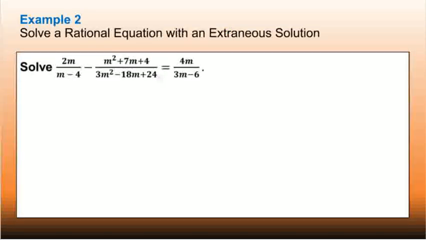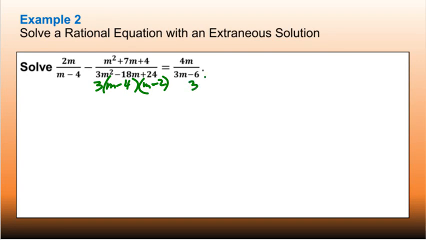Example 2, solve a rational equation with extraneous solutions. So here we have to see if the answers will work back in there. So for here, I'm going to factor this one. So this will factor out a 3. That gives me m squared minus 6m plus 8. And that'll be m minus 4 and an m minus 2, because add them up gives you a negative 6, multiply it gives you 8.